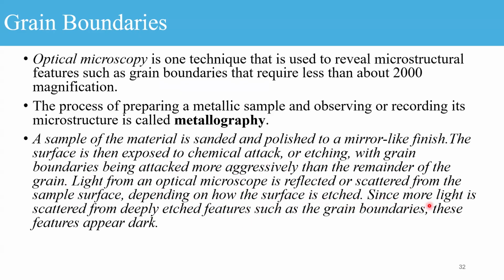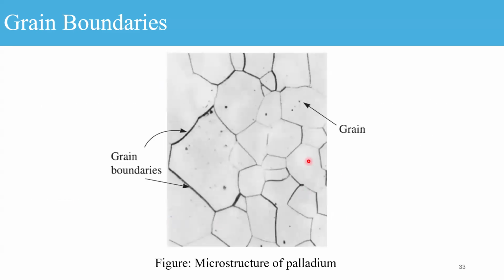Since more light is scattered from deeply etched features, such as the grain boundaries, these features appear dark in the microscope. So this is an image of the microstructure of palladium crystals. You see that the darker areas are the grain boundaries, and the lighter areas are the actual grains.